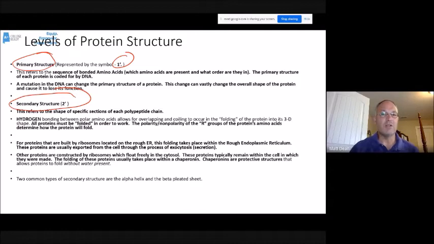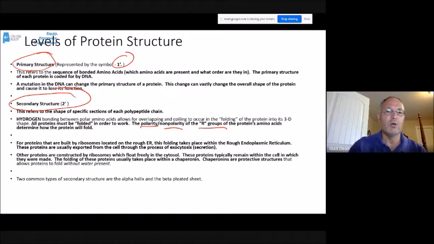Because amino acids are polar, typically, at least many of them are, they fold in certain ways. And hydrogen bonds form between different amino acids. This helps to hold the shape in place, and it helps to determine the function. So the polarity or non-polarity of the R groups is crucial in determining how a protein will fold.